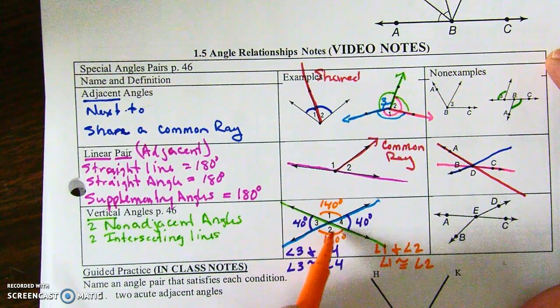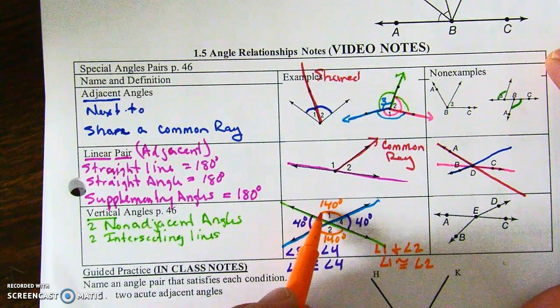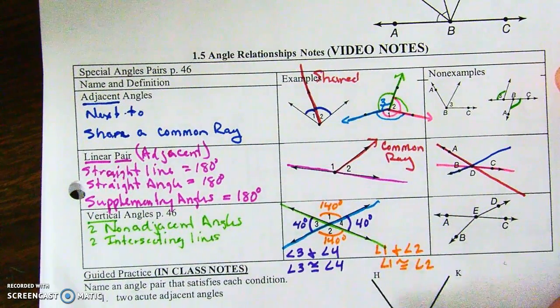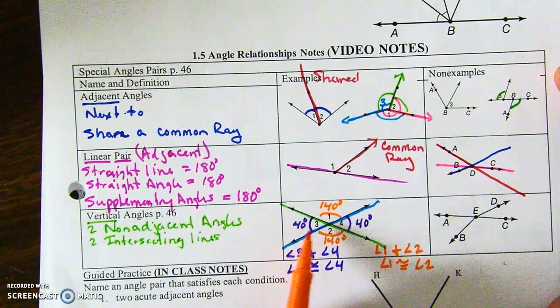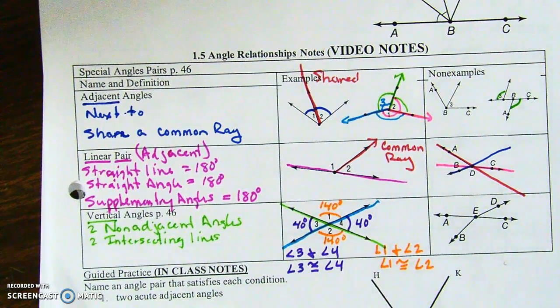Same thing with angles 2 and 4. Add them up, we get 180 degrees. Angles 1 and 4, same thing, 180 degrees. Therefore, we can know, again, your best friend of vertical angles is that angles opposite of each other are always going to be congruent in this case.